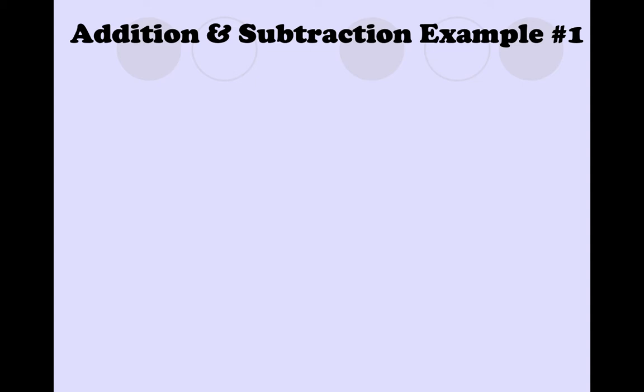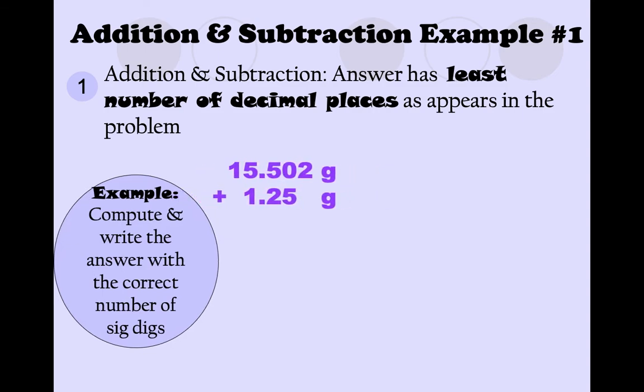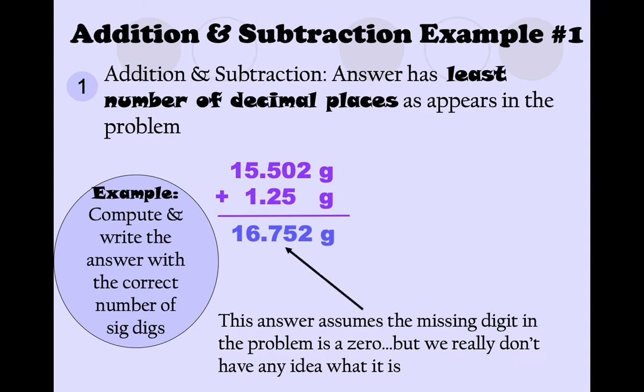So when we do addition and subtraction, let's look at an example here. So here we have 15.502 and 1.25 grams. To do this, we just add it together, which is 16.72 grams. Now, you have to remember that 1.25 is a measurement. So what's the number that comes after the 5? We have no idea, but it is a number. We're just not able to measure it. And so the answer is just assuming that the missing digit after the 5 is a 0. And this is the problem, and this is why we have to round.